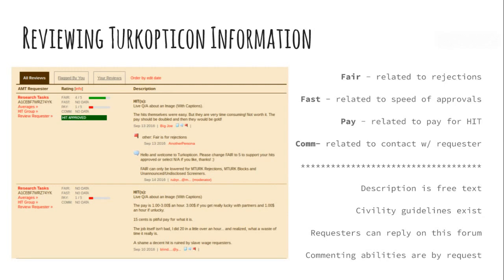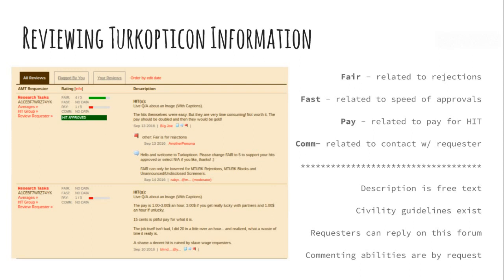Fast is related to the speed of approvals. So was it approved in a day or was it approved in 30 days? Did it go to auto approval, meaning it sat for 30 days and Amazon assumed it was okay and automatically approved it for the requester at that 30-day mark? If that's the case, fast is a 1, which is the lowest you can get.